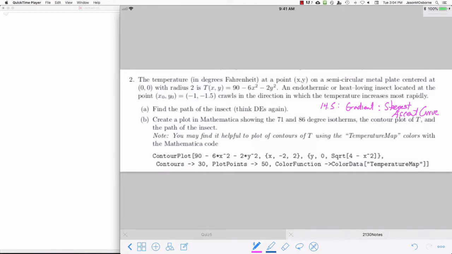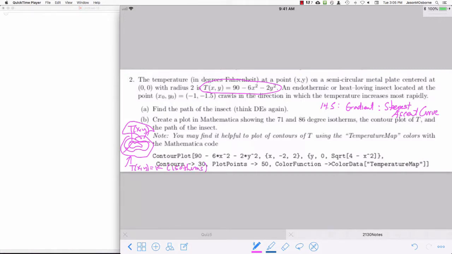Okay, so what we're seeing here is a temperature function. We've got a function of two variables, so you know that that's going to be some sort of three-dimensional function, T of x, y. You can look at level curves of the temperature function. Looking at all the points at a constant k are what are called the isotherms.